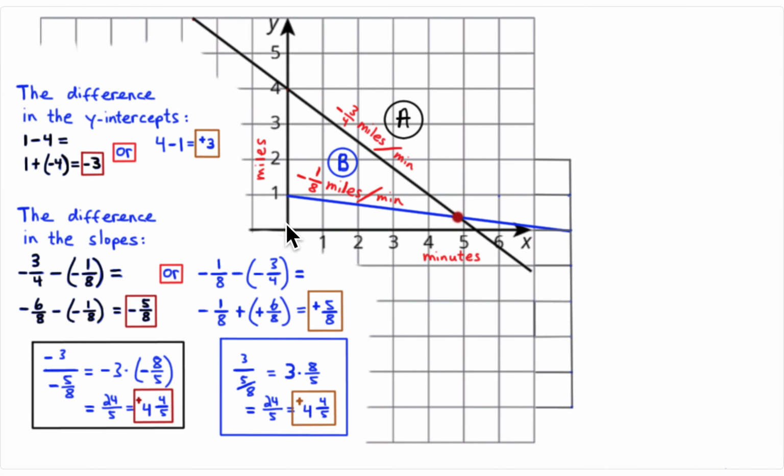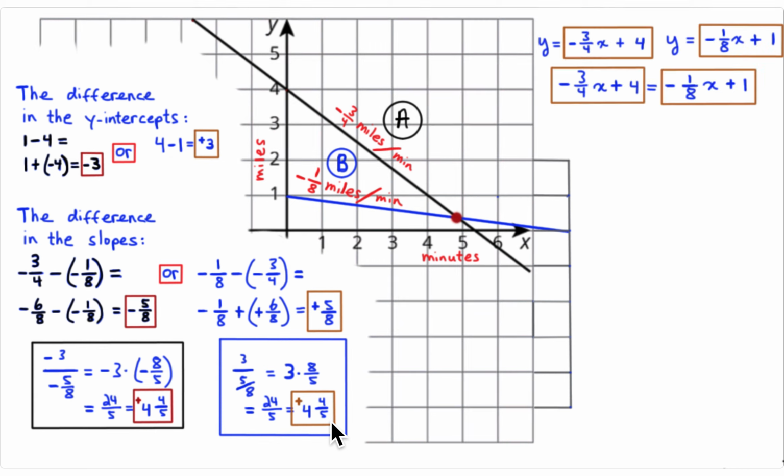If you solve the problem from the point of view of B, you're going to see a positive 3 as you work through the algebra, a positive 5/8 as you work through the algebra, and again, the same answer of 4 minutes and 4/5 of a minute, or 48 seconds.